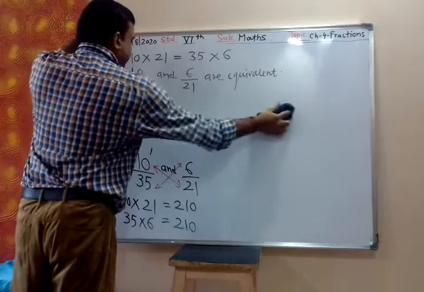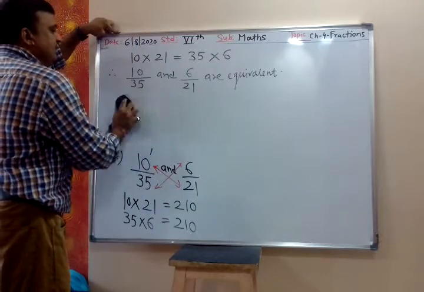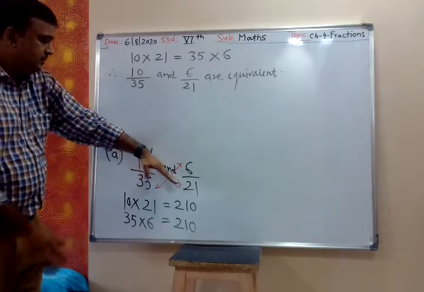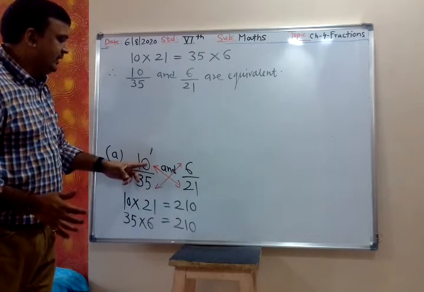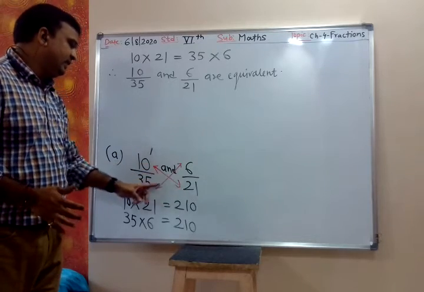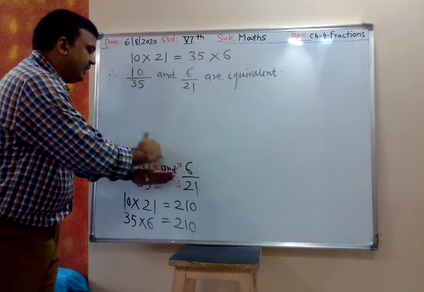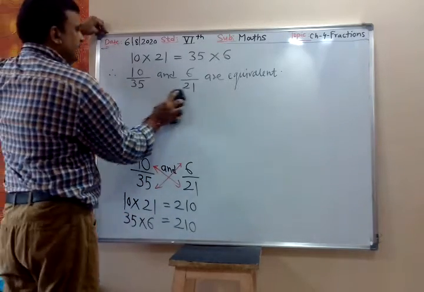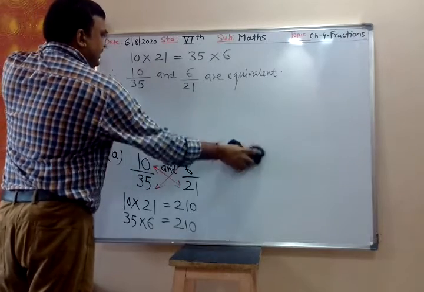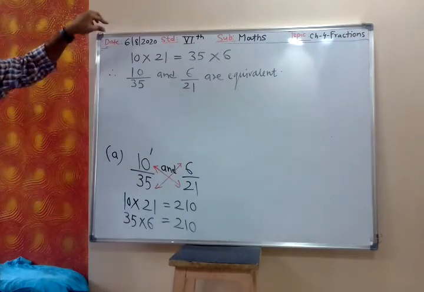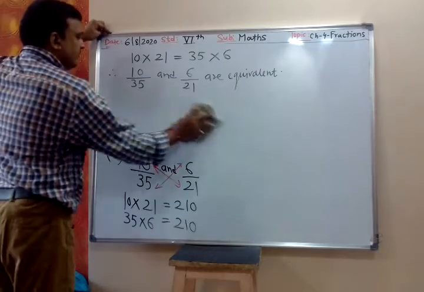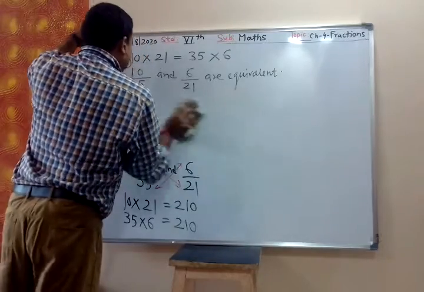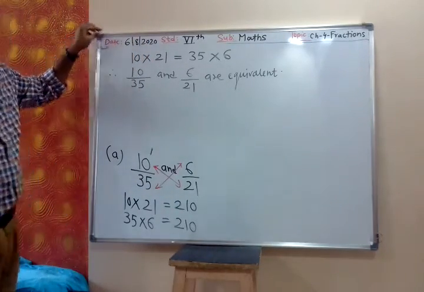If the values are same after cross multiplication, that is, the diagonal entries you have to multiply. See, these are the diagonal. So you multiply the diagonal entries 10 and 21, 35 and 6. Whenever the diagonal entry multiplication is same, the fractions are equivalent. Whenever the cross multiplication is not same, the fractions are not equivalent.